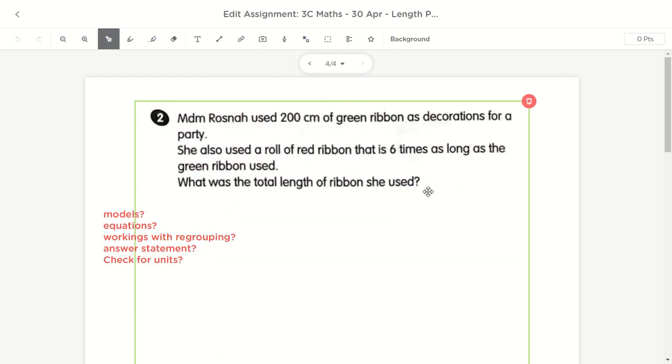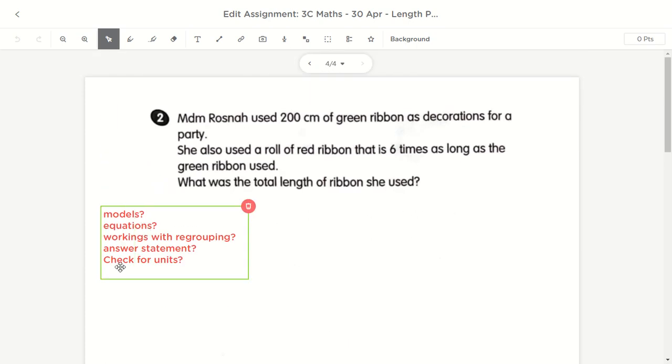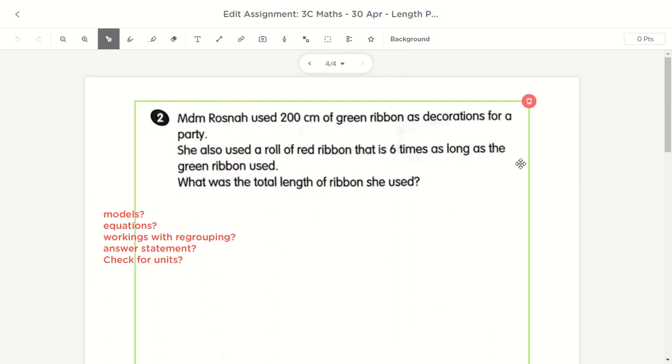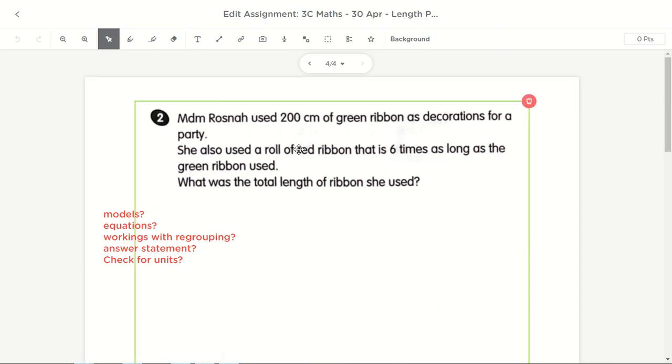And let's go to the last page. For this, I just want to show you question 2. I'll leave you to do question 3 yourself. Again, this is a word problem, so I want to see everything here: your models, your equation, your working with grouping, answer statement, and checking for units. Of course, I have to see the highlighting. I have to see the notes part too. All right, so let's start.